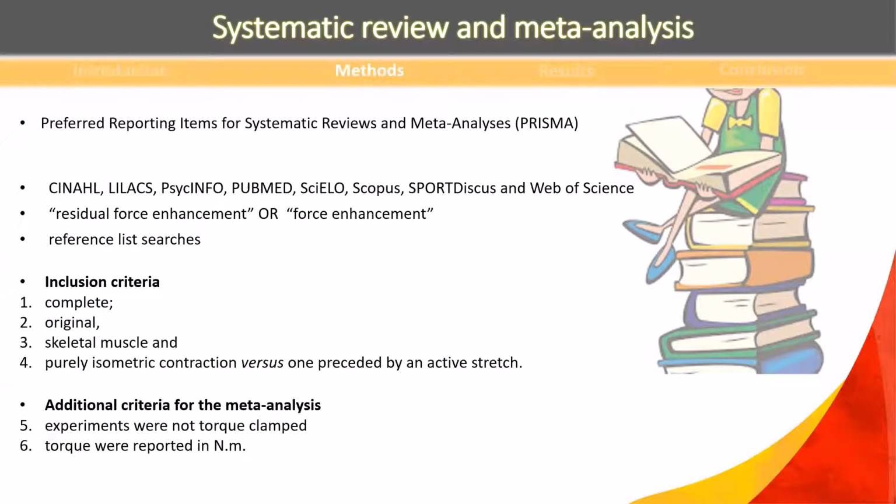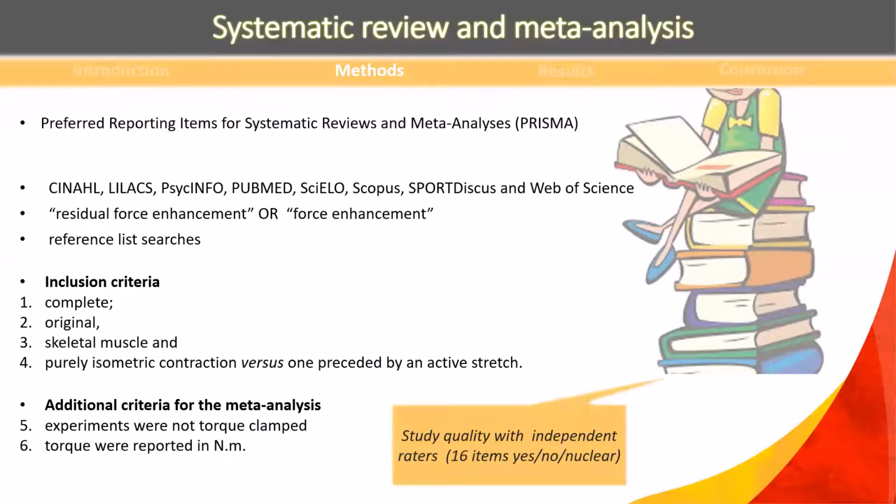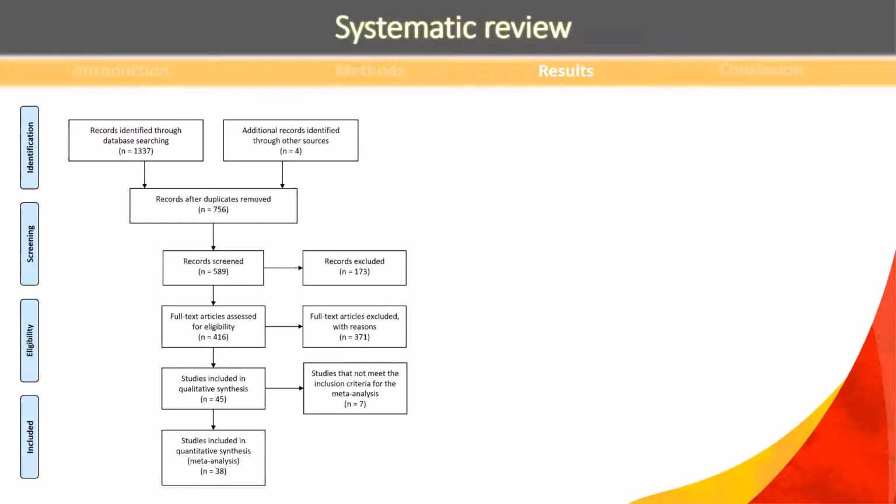For the meta-analysis, further inclusion criteria were included. Experiments were not torque clamped, and also studies had to show mean and standard error or standard deviation of torque in Newton meters. Study quality was assessed independently by two authors. From 1,341 potentially relevant studies retrieved from electronic databases, 45 original studies met the inclusion criteria and were reviewed. 38 of the 45 studies were included in the meta-analysis.